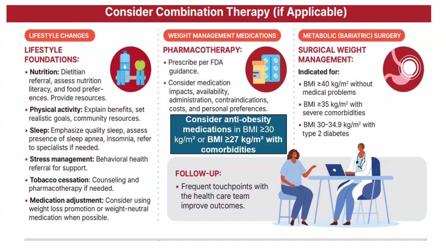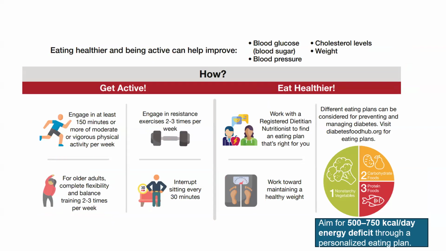As I mentioned, for the lifestyle modifications, ensure that the patient is getting more active and eating healthier. What is the meaning of getting active as per the guidelines? Engage in at least 150 minutes or more of moderate or vigorous physical activity per week. For older adults, this can be flexibility and balance training 2 to 3 times per week. Engage in resistance exercises. This is very clearly emphasized now, especially with more weight loss happening and the chances of muscle loss happening with the weight loss as well. Engage in resistance exercises, weight training 2 to 3 times per week. Always try to move around, interrupt sitting every 30 minutes.